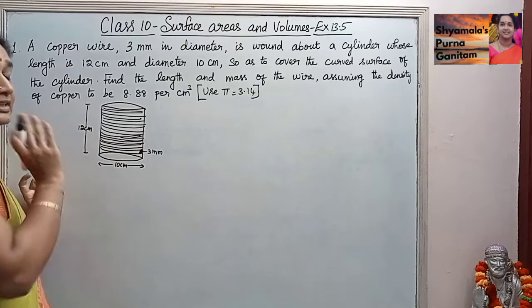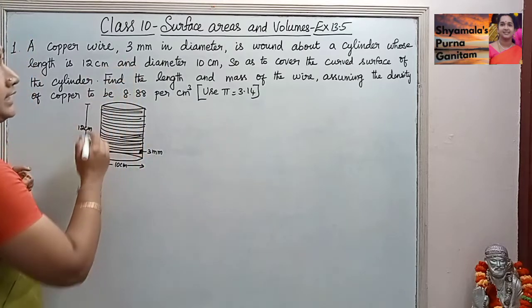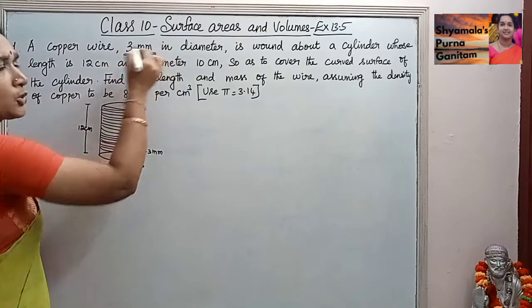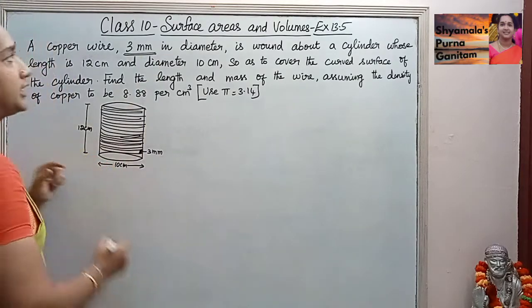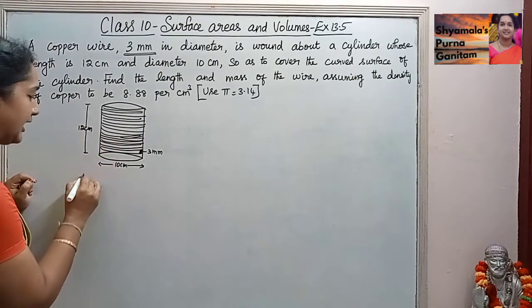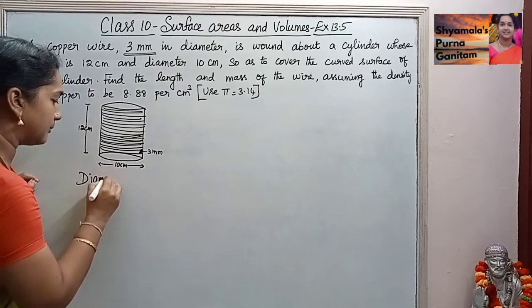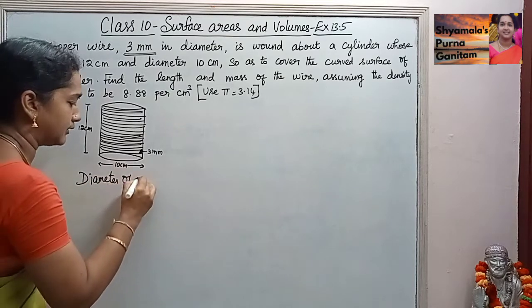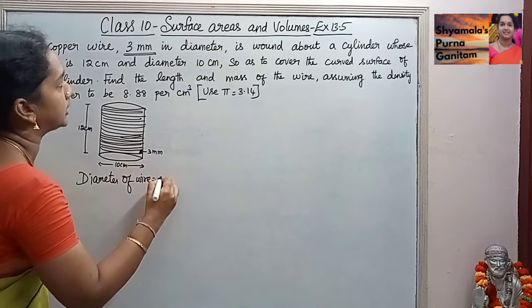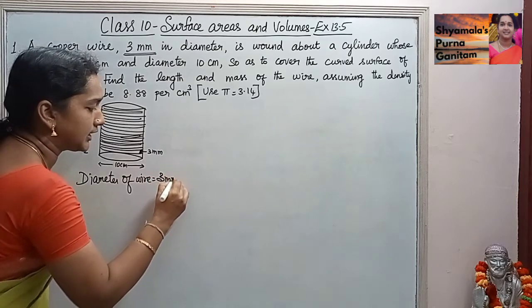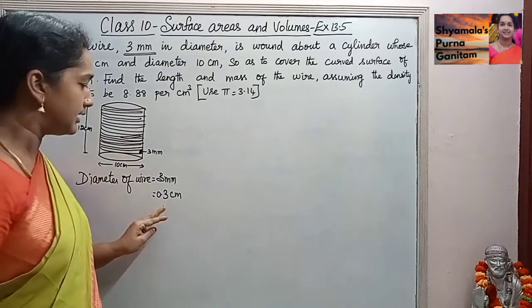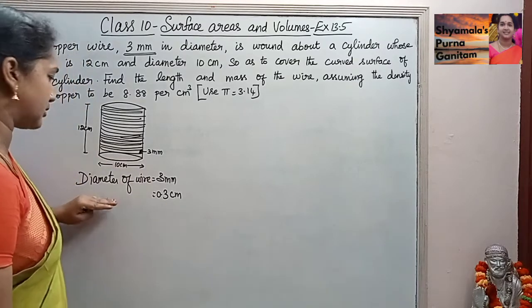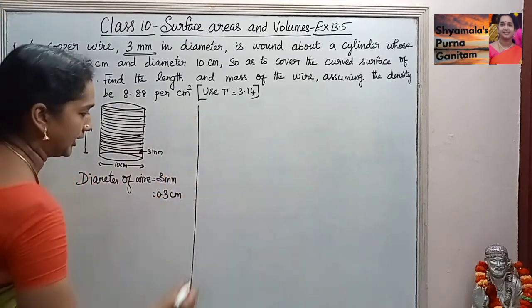For finding this, the first thing is that this unit is given in millimeter while all other units are in centimeter, so we will convert it to centimeter. The diameter of the wire is 3 millimeter, that is 3 divided by 10, which is 0.3 centimeter.